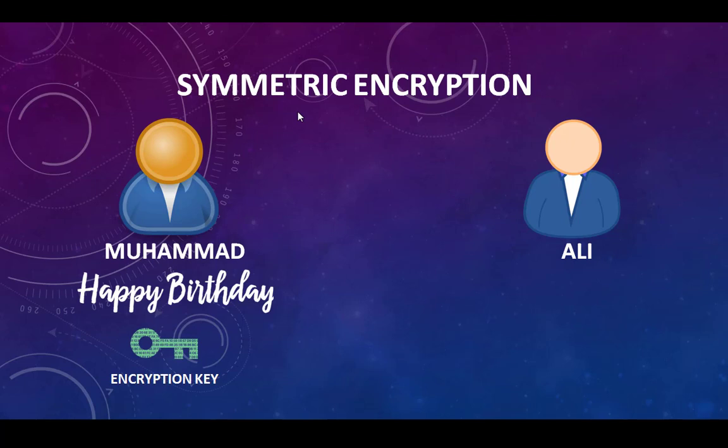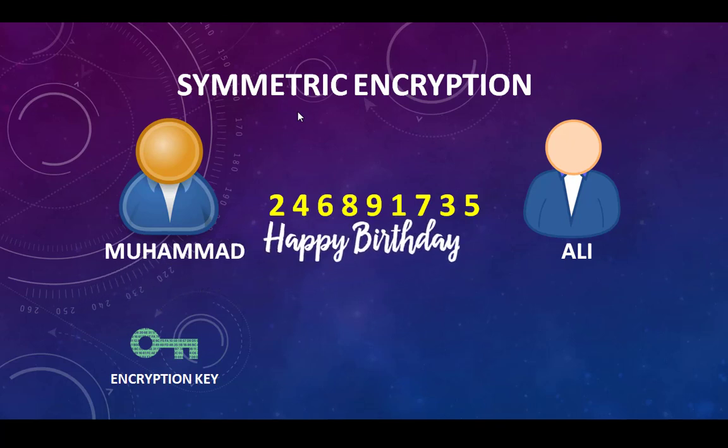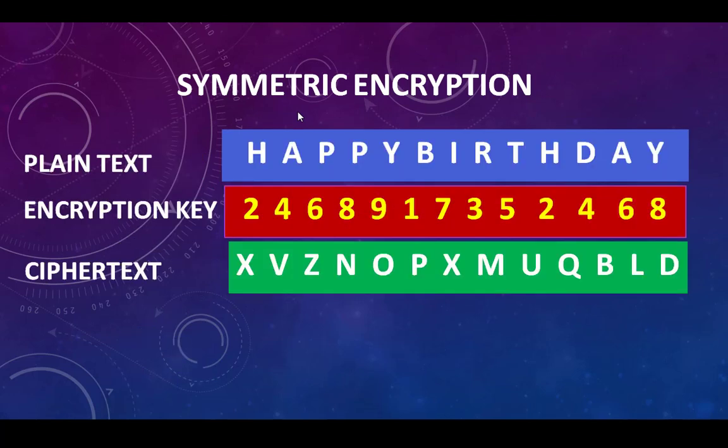The simple thing is that happy birthday is the plain text, and we need to encrypt this text message and then send it to Ali. Let's suppose our algorithm generates an encryption key, and let's consider that this is a 10-digit binary number key, and this key will be used to encrypt the message happy birthday. So how does it work? Happy birthday is the plain text, and the encryption key is used to convert this sensible plain text into nonsense words, which mean nothing.